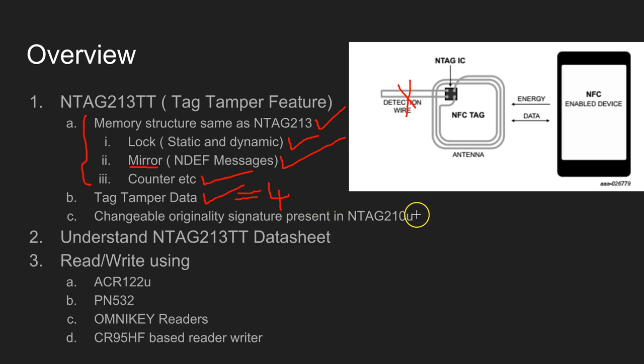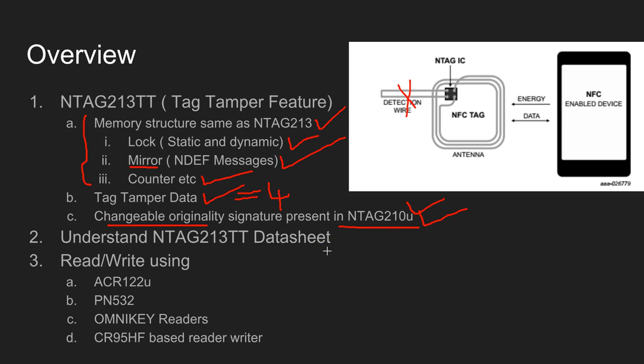This also has a feature called changeable originality signature, which is present in the NTAG210u. So basically, NTAG213TT has the features from NTAG213 as well as a feature from NTAG210u. Because of this, in this video I'm not going to cover anything about NTAG213 or the changeability of the signature, which I have already covered in two separate videos. The NTAG210u video is a very recent one I made, showing how to change the signature.